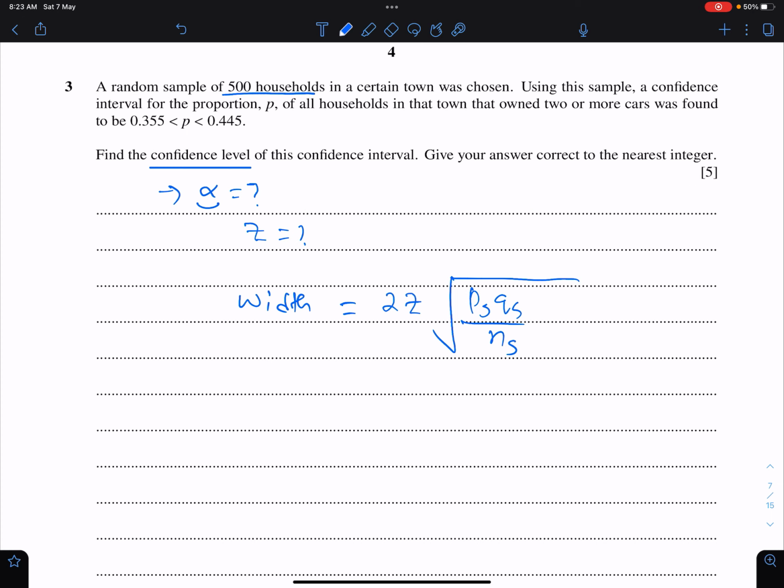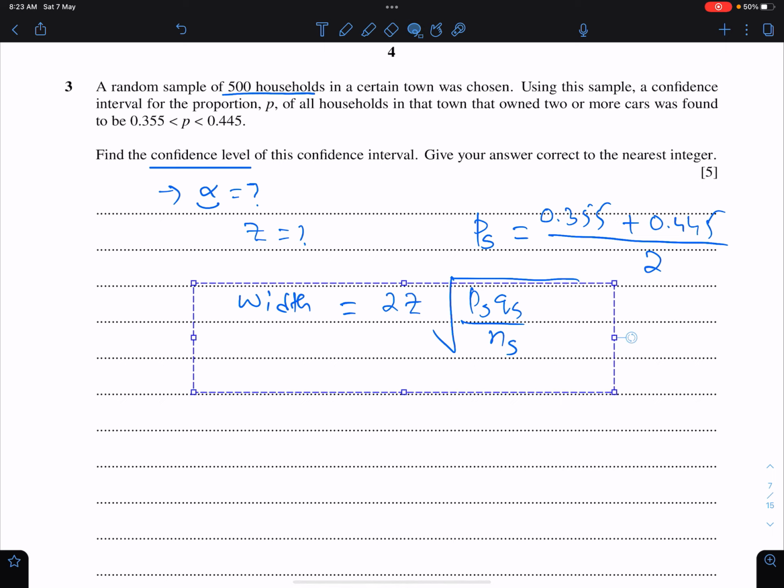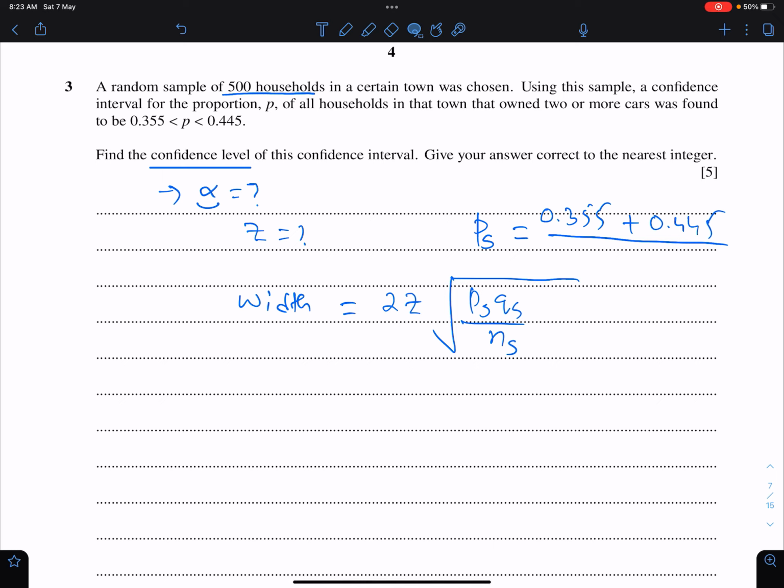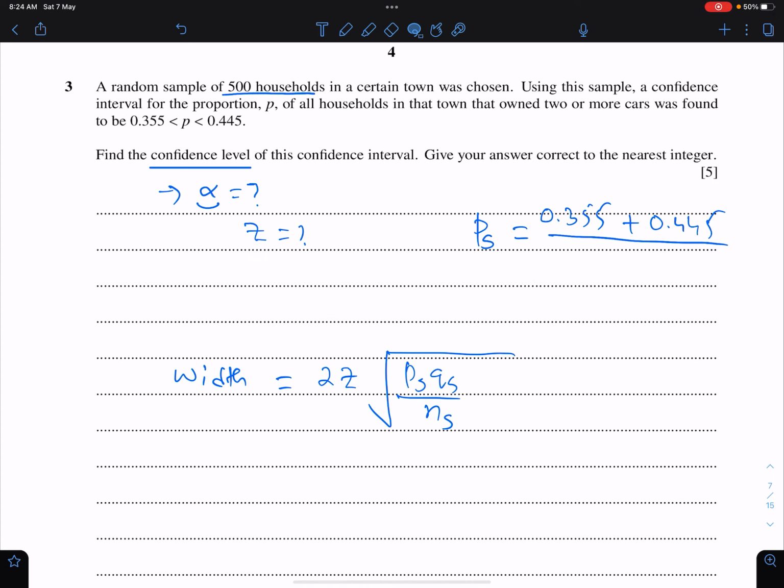We need ps. We can find ps by taking the average of these two values, 0.355 and 0.445, divided by 2. This will give us ps, the estimated value of ps. Whenever a confidence interval is given, by taking the average of the confidence interval, we can get the value of ps. Therefore, ps is 0.4.